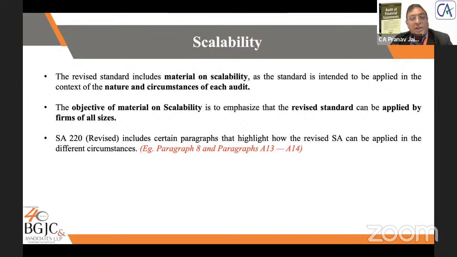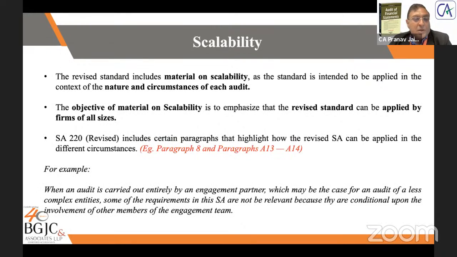So, SA 220 has included certain paragraphs that highlight how the revised standard can be applied in different circumstances. So, I'm giving an example of paragraph 8, read with paragraphs A13 and A14. It says, when an audit is carried out entirely by an engagement partner, which may be the case for an audit of less complex entities, some of the requirements in this standard are not relevant because they are conditional upon the involvement of other members of the engagement team.